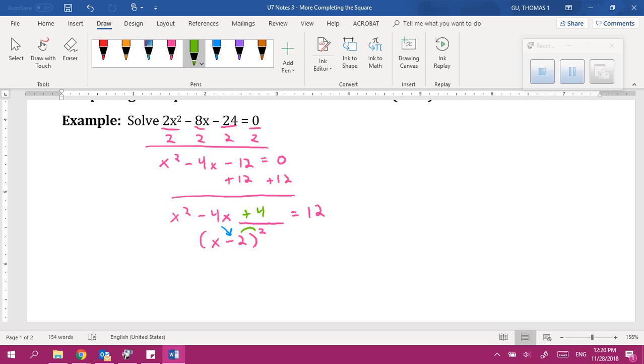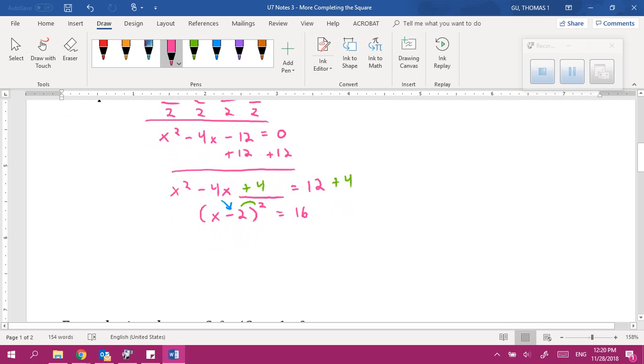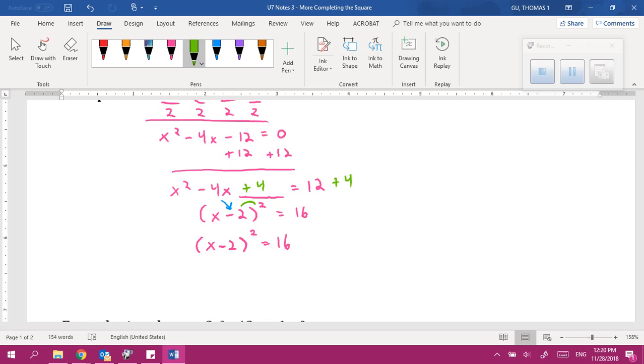So can I just leave it like that? No. Why? You gotta add 4 to the other side. That's right, you gotta add 4 to the other side as well to keep it even. Okay, so that means this x minus 2 squared equals 16. That's right, because 12 plus 4 is 16. So now we're at the point where we have x minus 2 squared equals 16. I gotta solve for x, so what should I do? Square root both sides, very good.